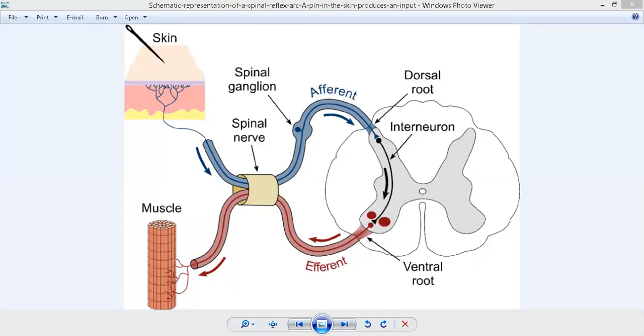Okay, the area of the skin which is supplied by a single sensory segment is known as a dermatome. This is important. So the area of the skin which is supplied by a single spinal segment is known as a dermatome. Okay, as we can see this.